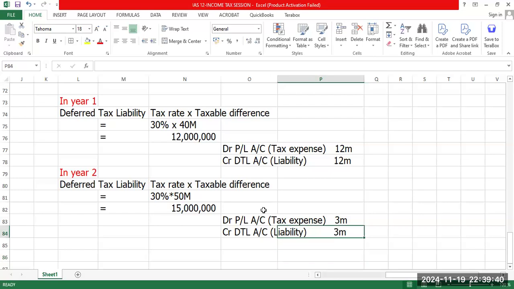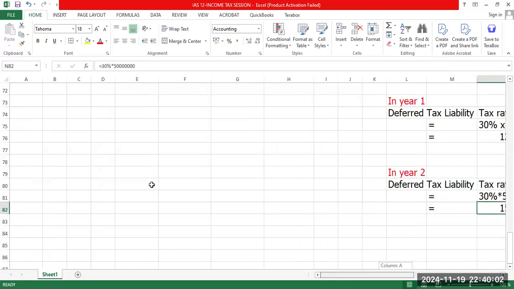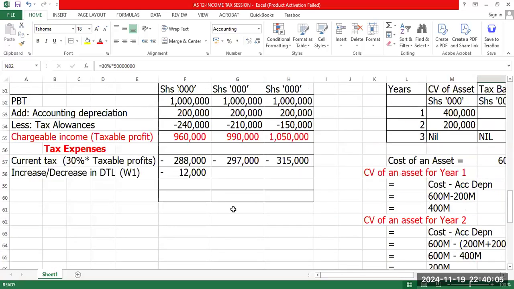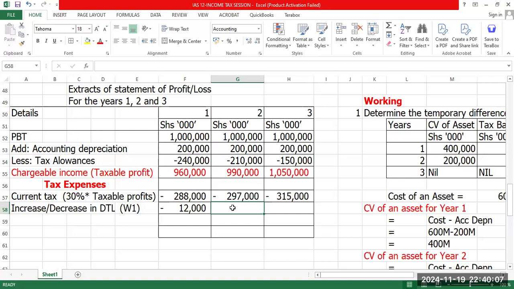Why? This liability is still in our books. We are just increasing the liability. If you have 12 million that is already in our books, we add 3 million, we will be in a position to get 15 million as a deferred tax liability in year 2. Okay, so we report. Come here. We are debiting profit or loss here, so we are putting negative 3,000.